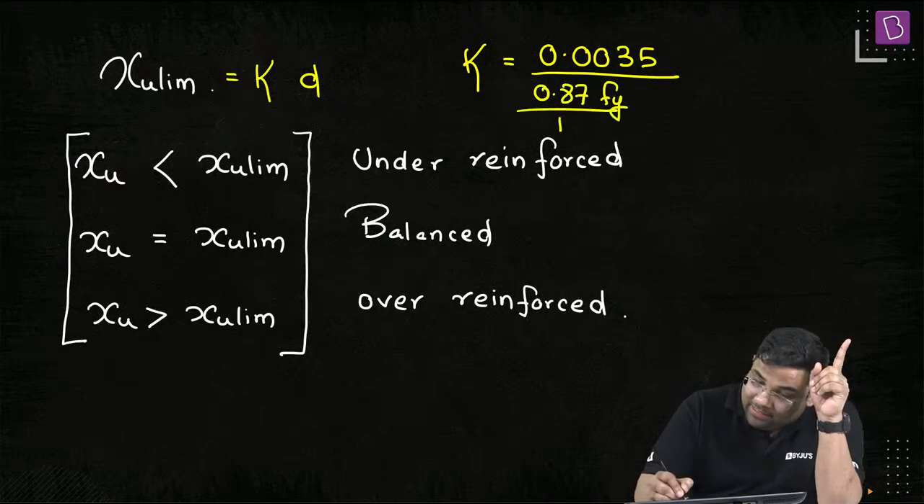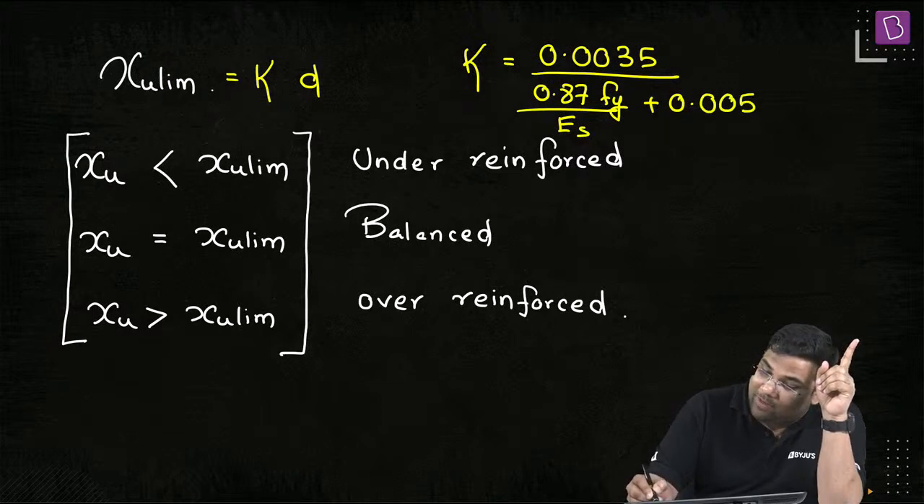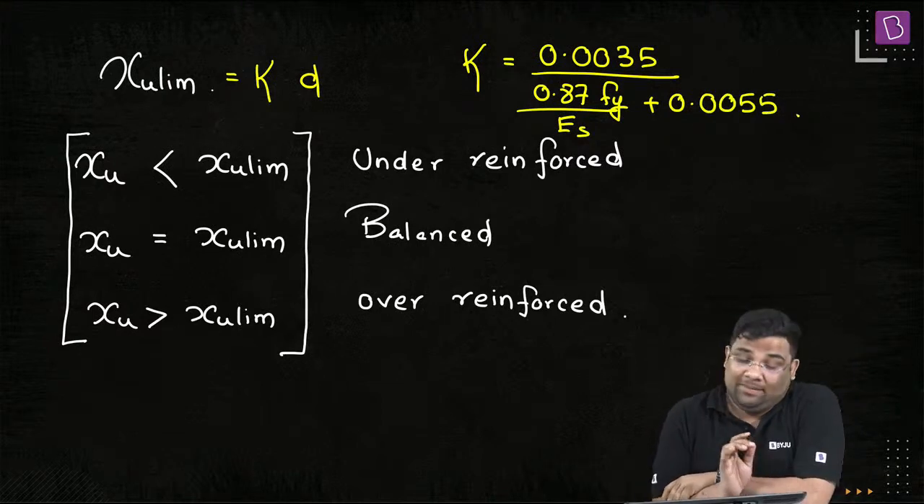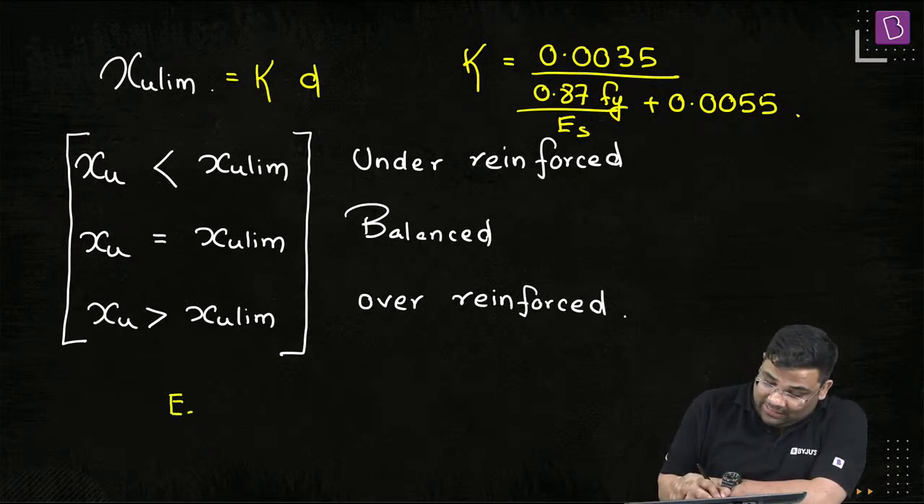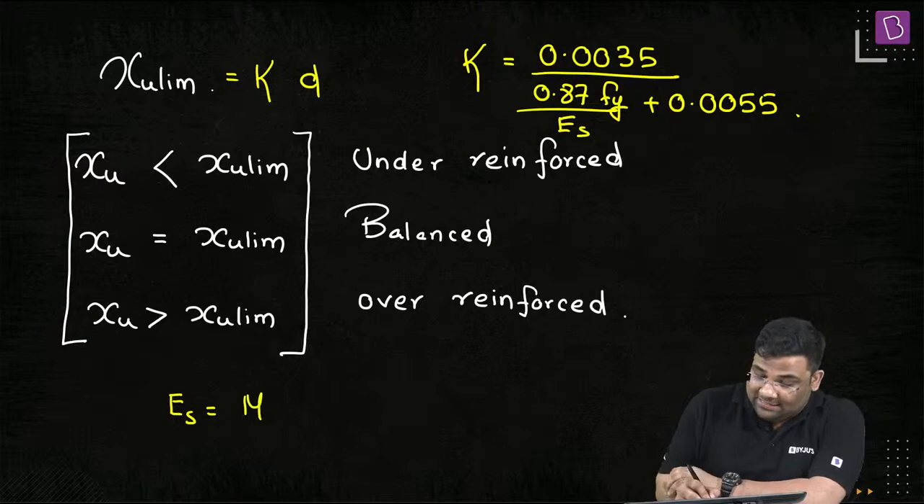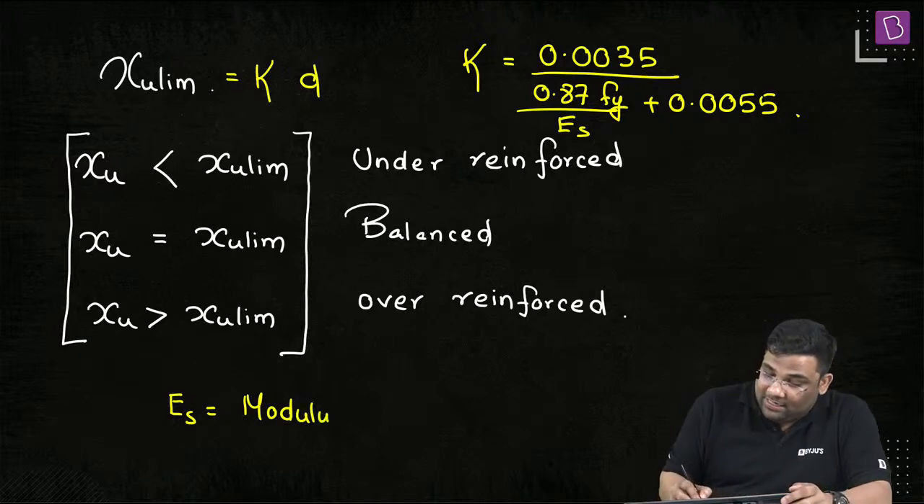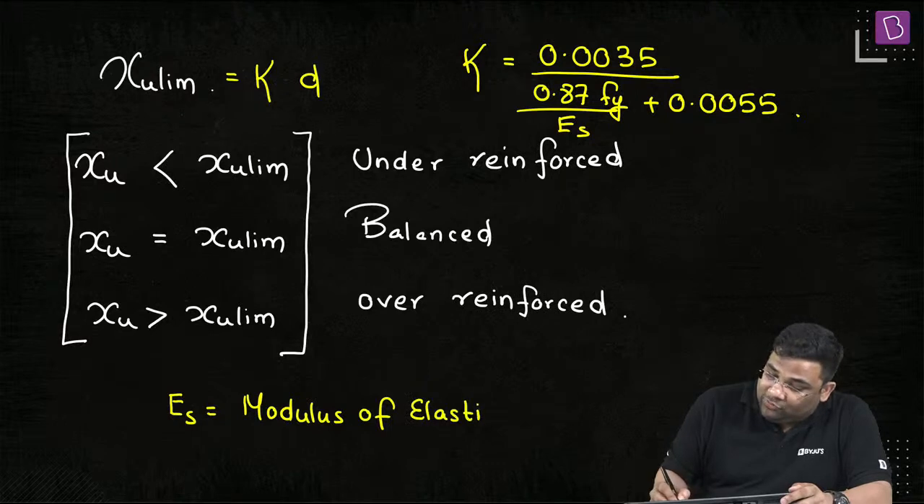0.87 fy by Es plus 0.0055. Now this equation becomes a little difficult, but it can be made easy. See, this Es is what? It is the modulus of elasticity of steel. It is the modulus of elasticity of the reinforcement steel which you are using.